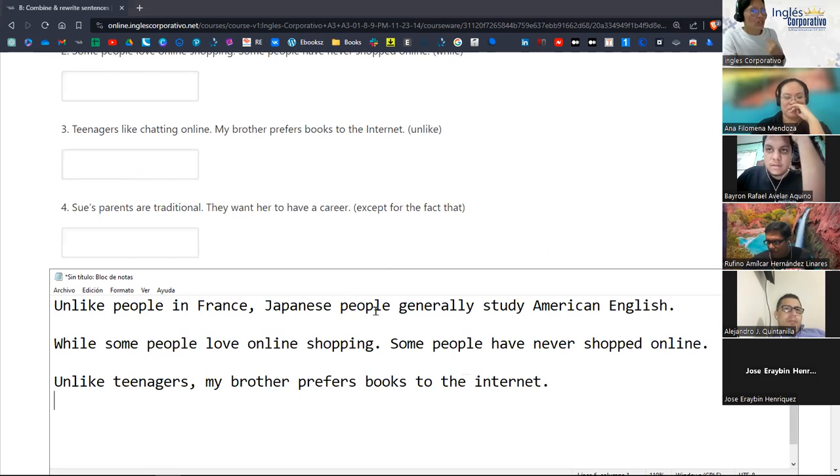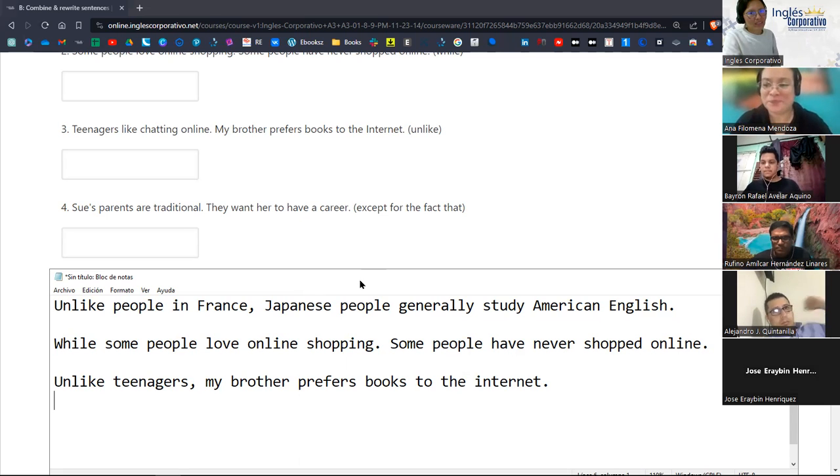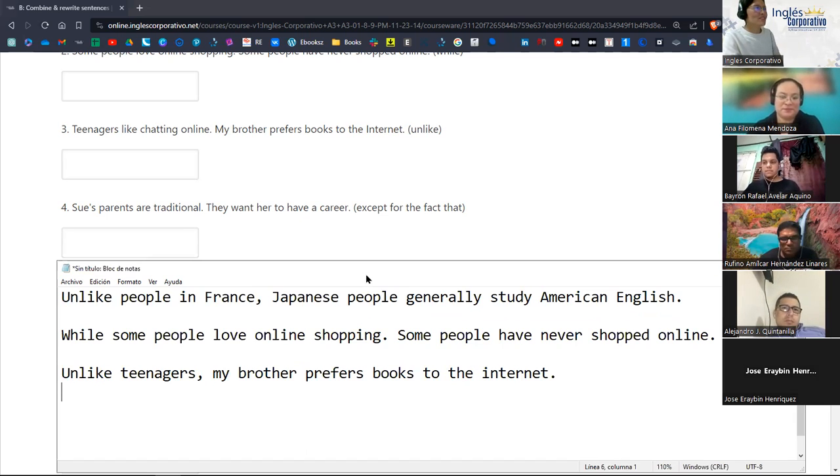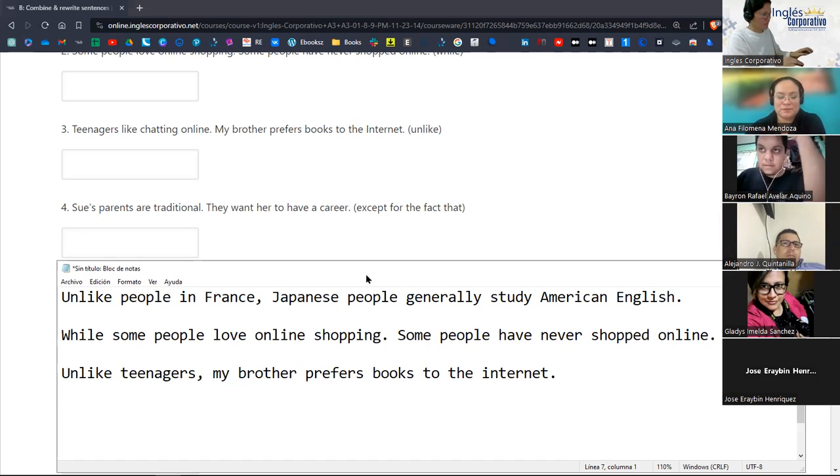Sue's parents are traditional. They want her to have a career, except for the fact that, ¿ok? Entonces, vamos a usar ahora una excepción. What do you think would be the... acordémonos que acá es diferente, ¿verdad? Aquí vamos con las dos cláusulas. Generalmente el except for va en medio introduciendo la excepción. ¿De acuerdo? Vaya, ¿cómo nos quedaría? Those parents are traditional except for the fact that... Muy bien.